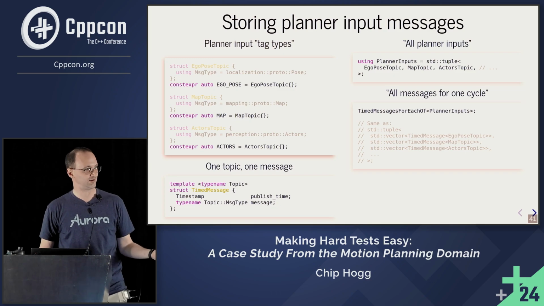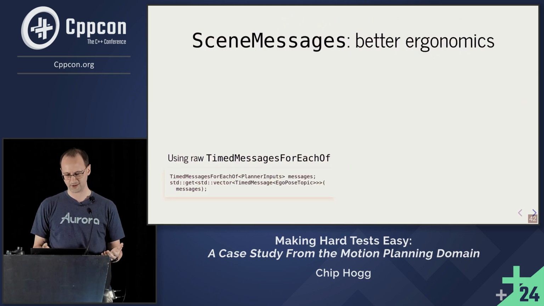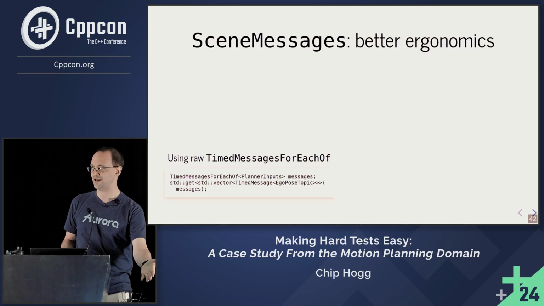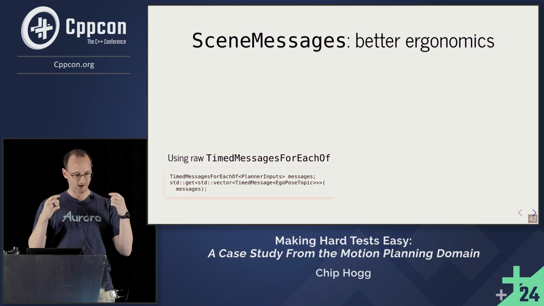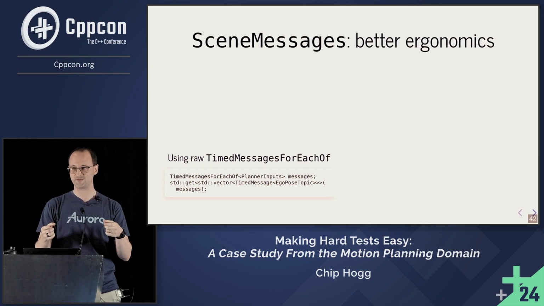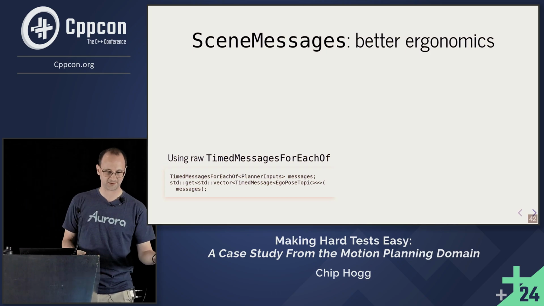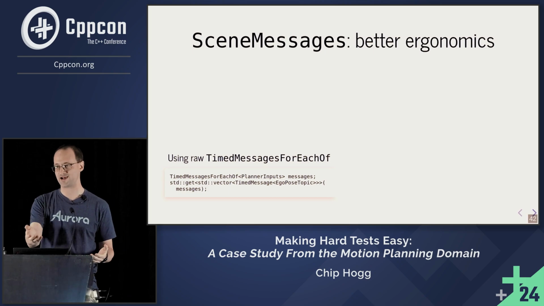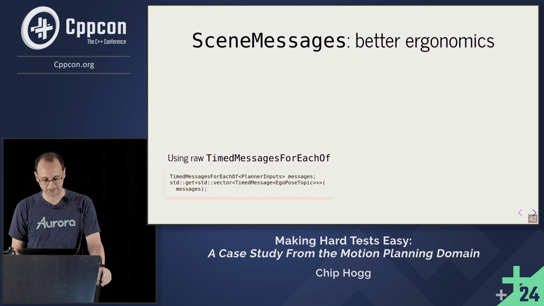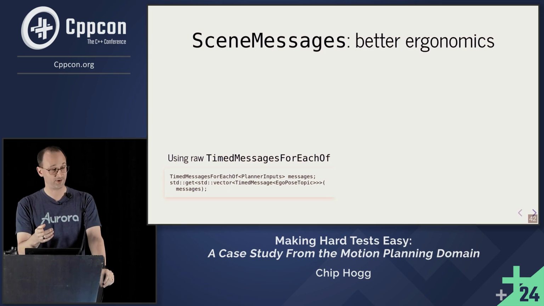What does it look like to actually use this thing in code? Well, we can make this tuple like we have here, and then we can retrieve an individual vector. So it's just std::vector of TimedMessage of the ego pose topic, the past messages. What could be simpler? Well, I'm going to tell you.